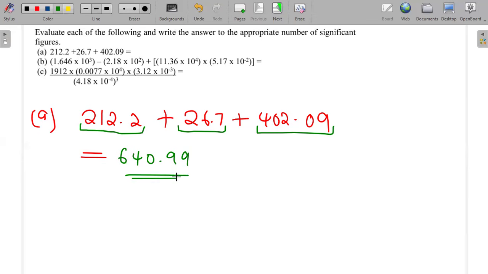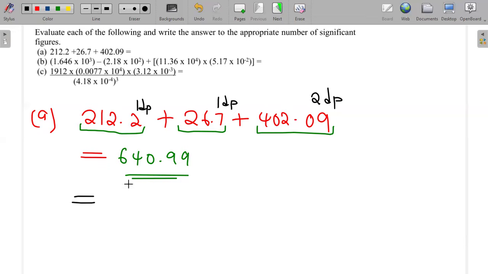0.99. So this is what I get as my answer. Now remember the rule when we are adding things that have different numbers of decimal places. The first one here has one decimal place. This one has one decimal place. Then this one has two decimal places. So my answer should have how many decimal places? One, because that is the one that has the least, right?